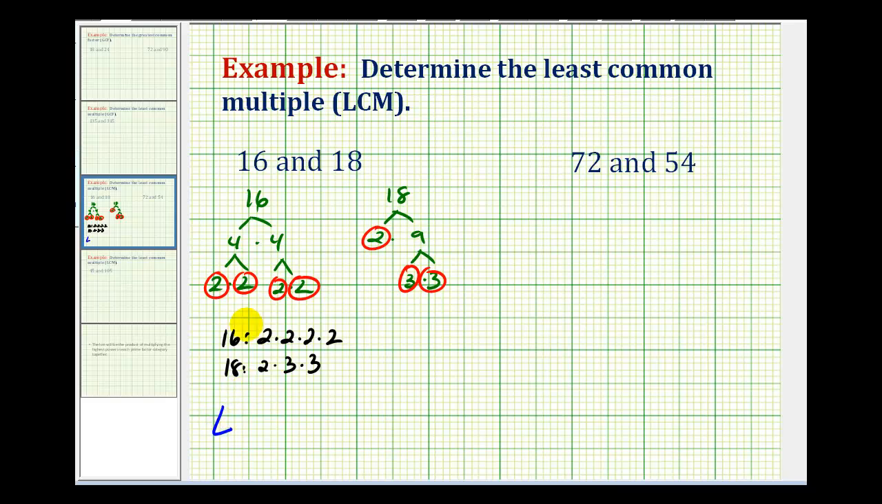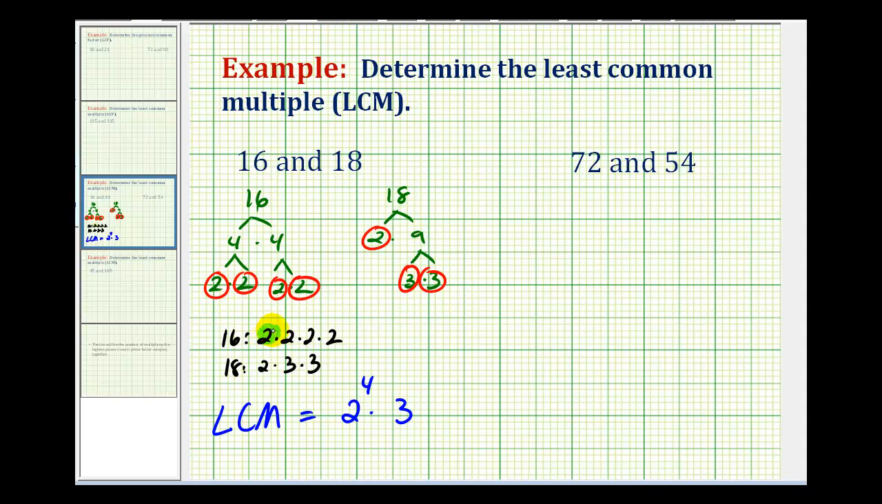Now, to build the LCM of 16 and 18, it must contain factors of 2 and factors of 3. These are the unique prime factors from both lists. But now we have to raise these factors to the power that would be the most number of times the factor occurs in either list. Notice that 2 occurs 4 times in the prime factorization of 16 and 1 time in the prime factorization of 18. So the most number of times it occurs in either list is 4 times, so 2 to the 4th power has to be in the least common multiple of these two numbers.